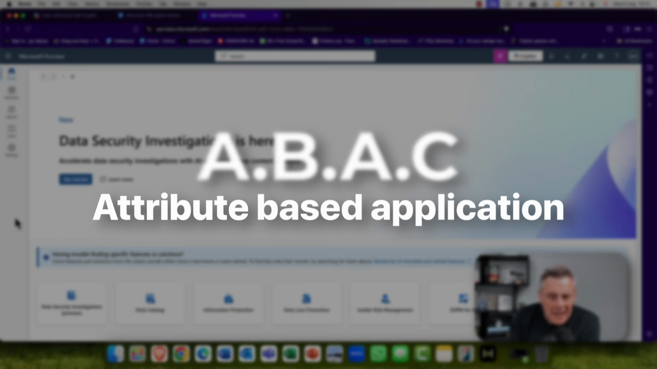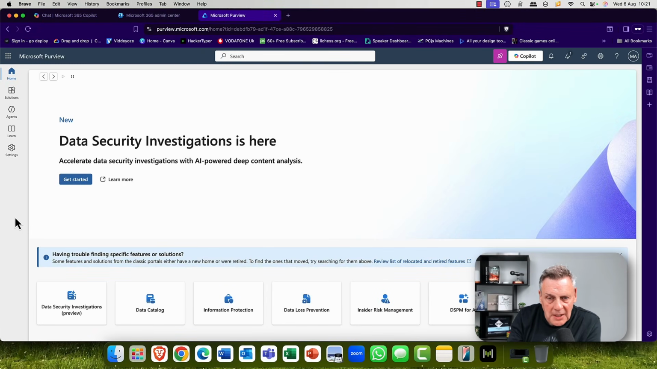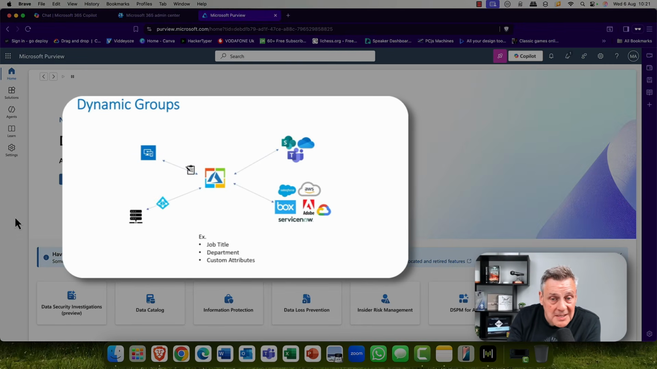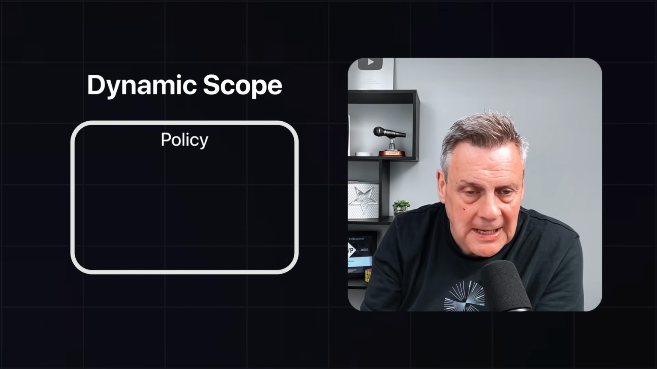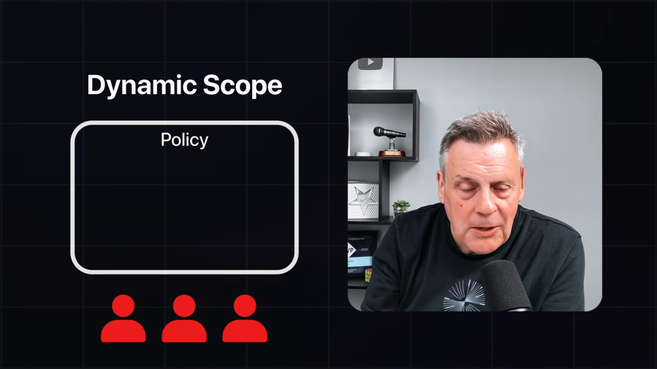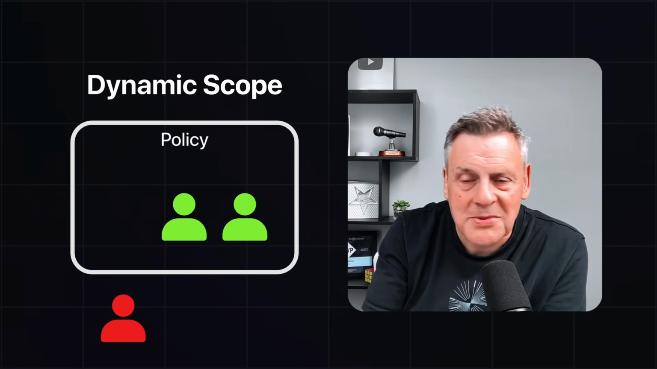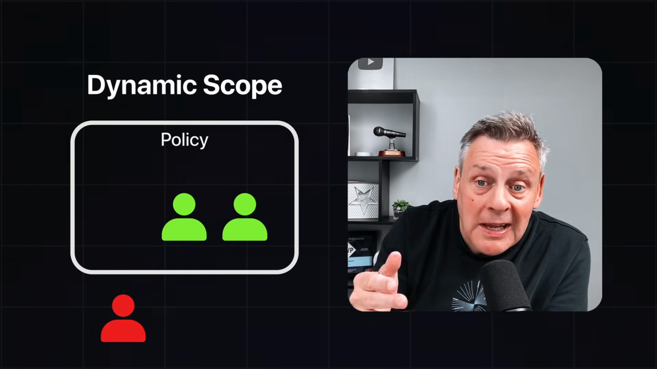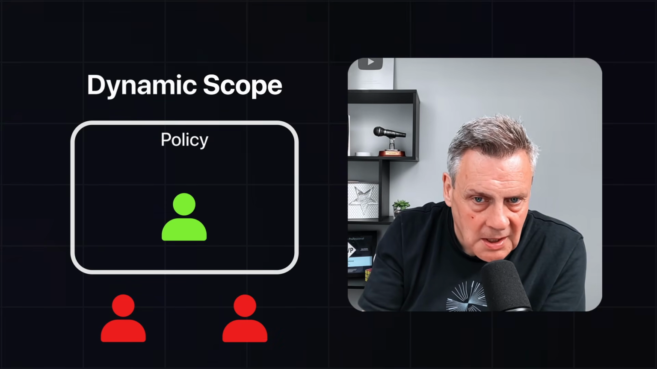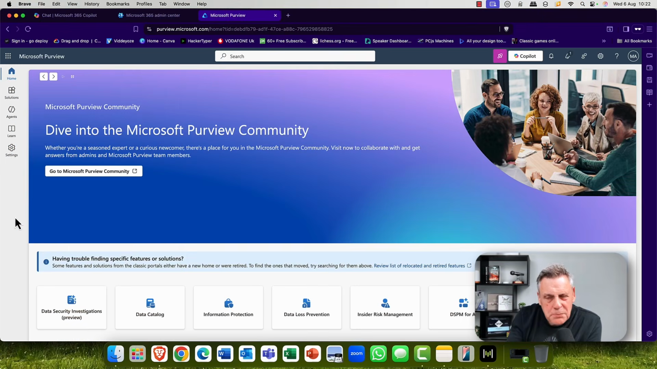We saw it in Microsoft 365 a few years ago with the inclusion of things like dynamic groups. Basically, the idea is that if you set up a dynamic scope, let's say for a group of users, anyone who falls into that scope or becomes a member of that group will have this policy automatically applied. And when they leave the group, the policy is not applied anymore. This is particularly powerful when you look at things like conditional access, and especially here in Microsoft Purview.